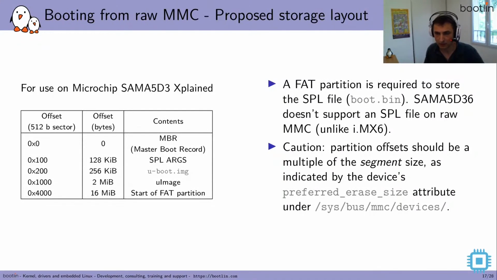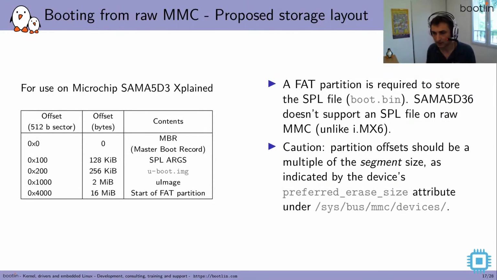256K, you have the U-Boot image, and then the uImage at the 2 MB offset. And then we have the start of the first FAT partition at 16 megabytes. Actually, in our case we need a FAT partition to store the boot.bin SPL file. SAMA5D3 actually doesn't support an SPL file on raw MMC, unlike i.MX. So you really need a FAT partition here to boot from MMC, even raw MMC.